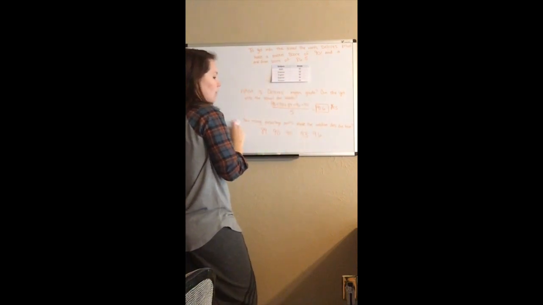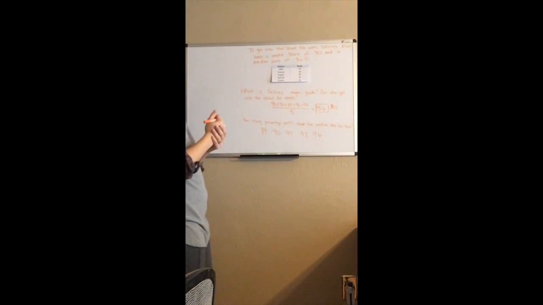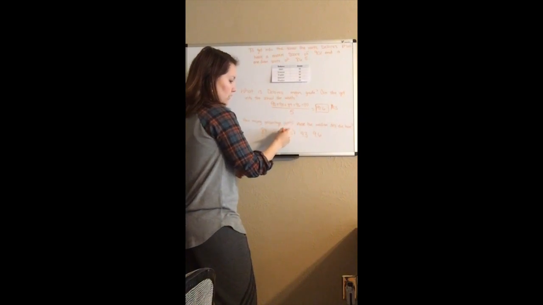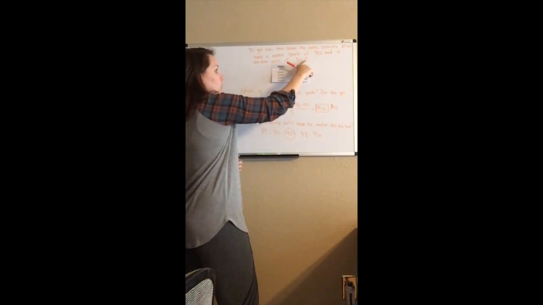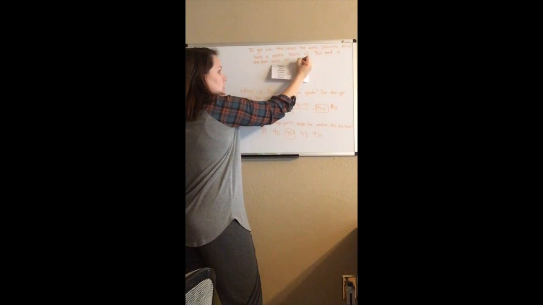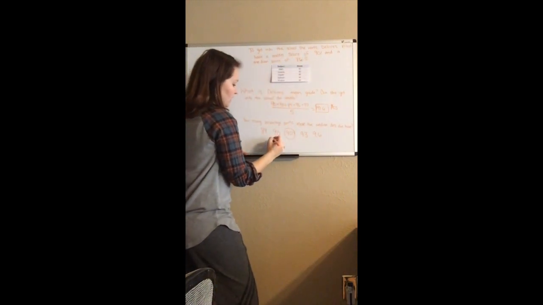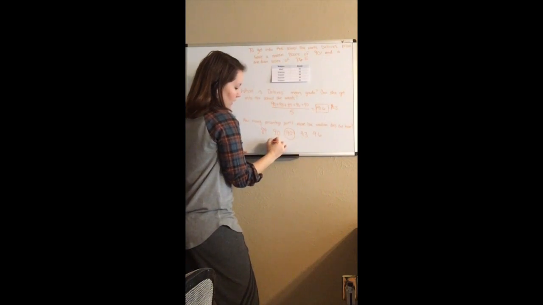93, and 96. And the question says, how many percentage points above the median does she have? So we're finding the middle number. In the middle, right here, is 90. And the median score required is 86.5. So we want to find how far above that she is. We can subtract them: 90 minus 86.5.